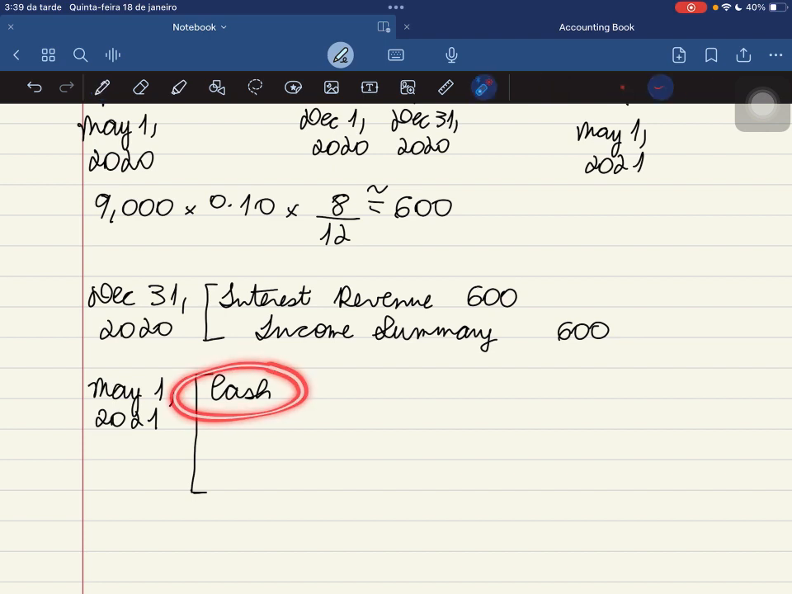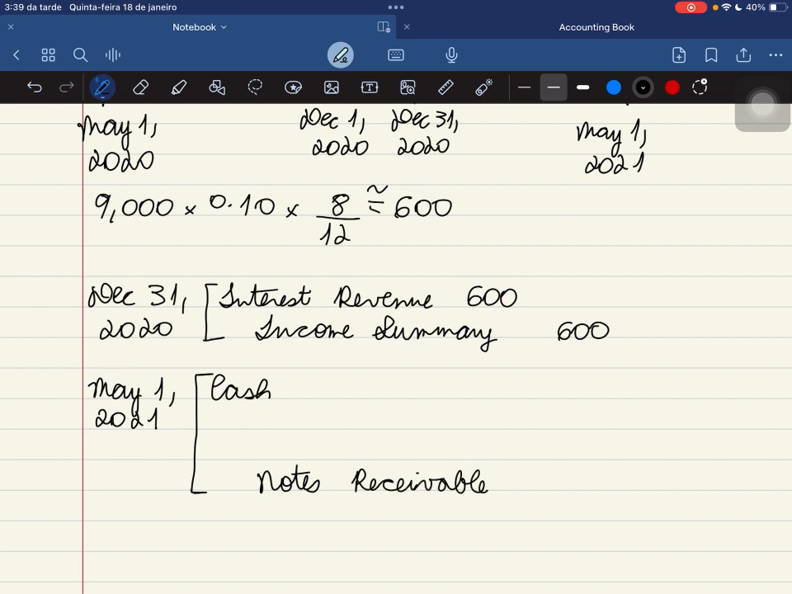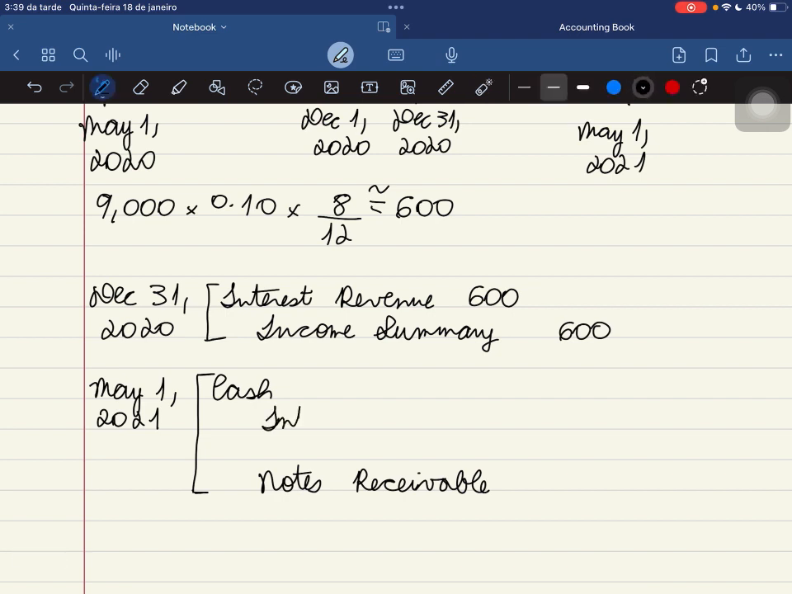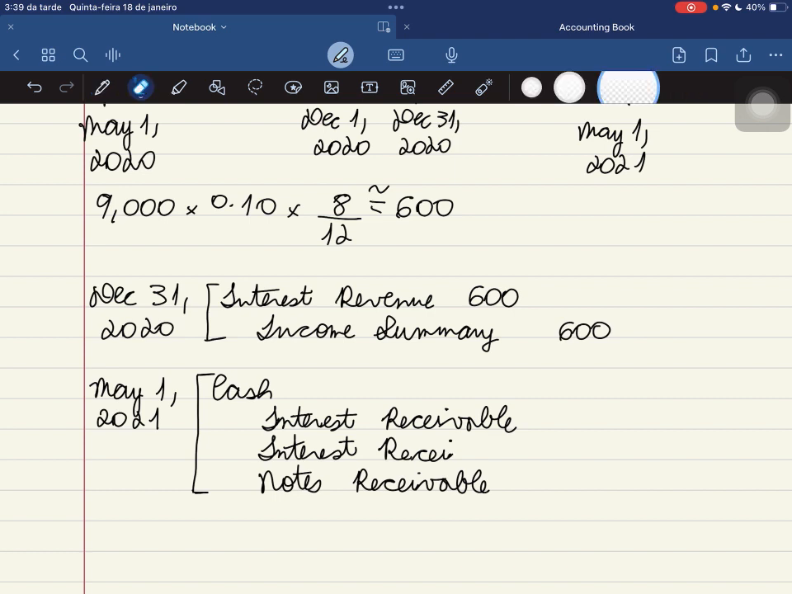So this cash is going up. That's why we have it here. And the notes receivable also has to go down because I no longer will have a note, right? Because I'm going to get the full amount now, so I don't have any more note. So that's why the notes receivable is here, because it is going down. Now, here in the middle, we're going to have the two types of interest that we accrued. The interest receivable and the interest revenue.